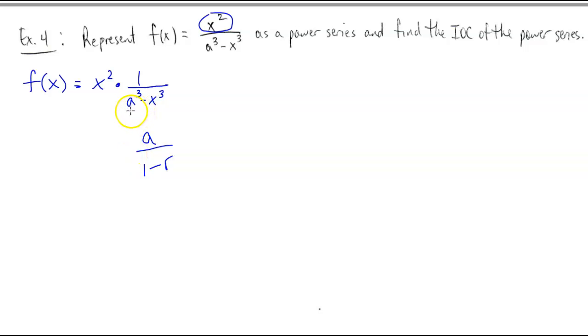Okay. So a way that we can force that to happen here is we can multiply the numerator and denominator of this 1 divided by a cubed minus x cubed. We could take this, multiply it by 1 divided by a cubed over 1 divided by a cubed. Okay. So if we did that, then what that would leave us with here is x squared times 1 over a cubed in the numerator here, and this will be 1 minus x cubed over a cubed in the denominator.